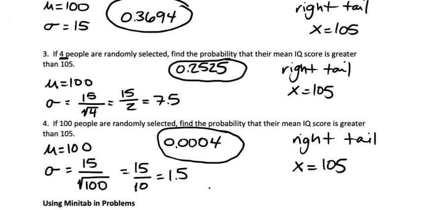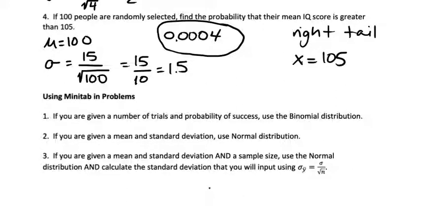And lastly, we're going to recap using Minitab in these problems. So if you're given number of trials and probability of success, that's a binomial problem. So you need to use the binomial distribution. If you're given a mean and a standard deviation, that's a normal distribution problem. If you're given mean and standard deviation and a sample size, then you need to make this correction to the standard deviation that you put in Minitab, using the formula of taking the standard deviation and dividing by the square root of the sample size.